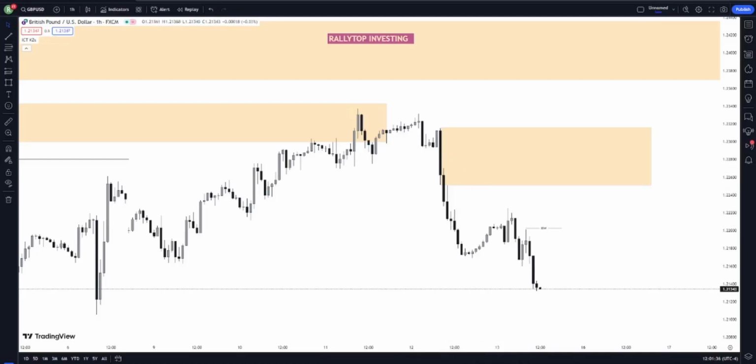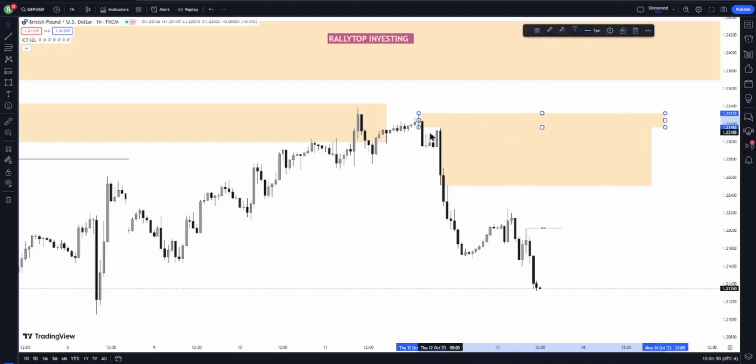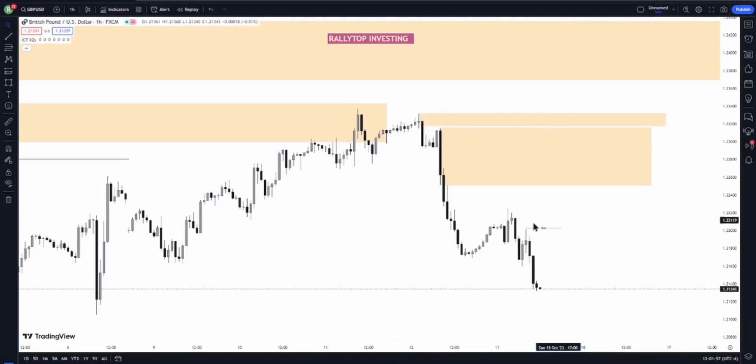Now, the next one, your extreme, is this one here, guys. Your extreme point of interest is this one here. This one is your extreme. So if price comes into that, I think there is a little gap there. There's a tiny gap there. So price can come to this OB.